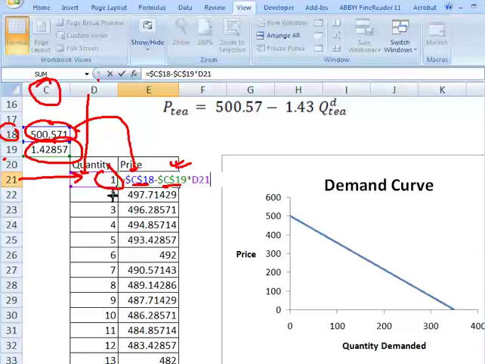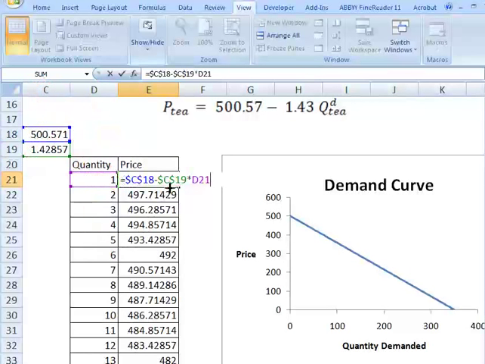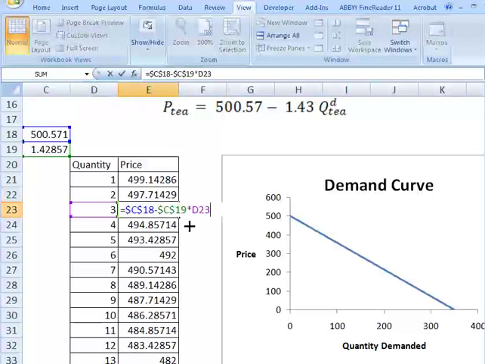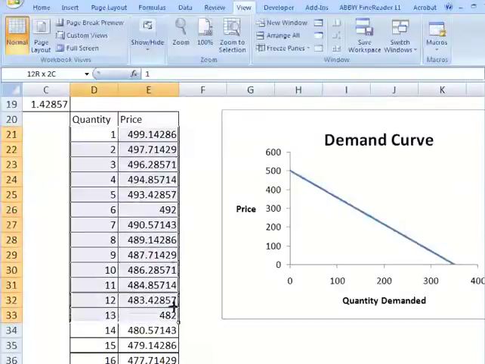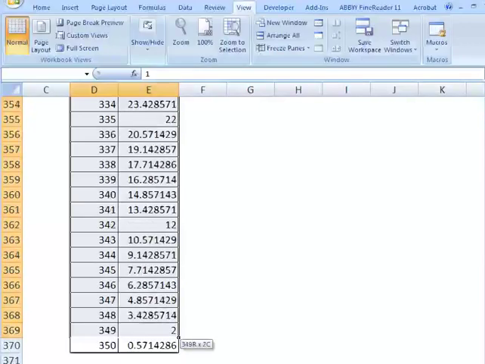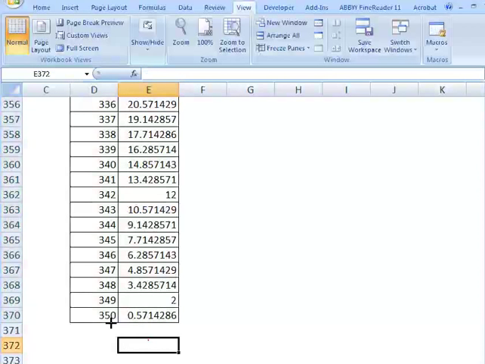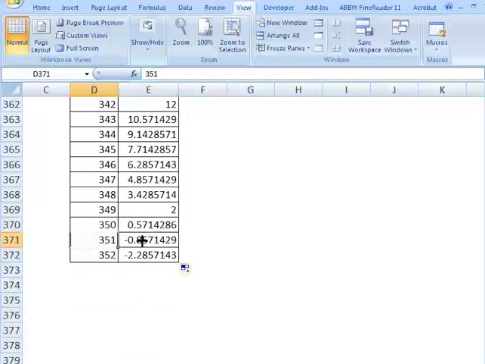Similarly, I am increasing the quantity. Here you see 1, 2, 3, 4, the quantity levels are increasing. If you have 2 quantity, the price will be this; for 3 quantity, the price will be this. Note that these 2 will remain constant and this quantity will change. I have taken different quantities and gone till 350. At 350 the price is 3.57. If I make it 351, you see that the price has become negative.